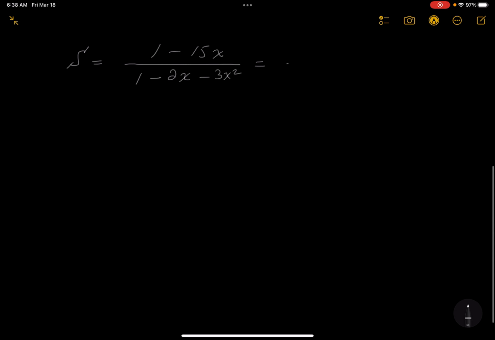This is equal to 1 minus 15x, and it's going to be 1 plus x, I'll check this when I write this down, by the way, and 1 minus 3x. And what do you get there? Well, you do get 1, and you get minus 3x plus x, which is minus 2x, and you do get minus 3x squared. So I'm going to write my partial fraction decomposition down now.